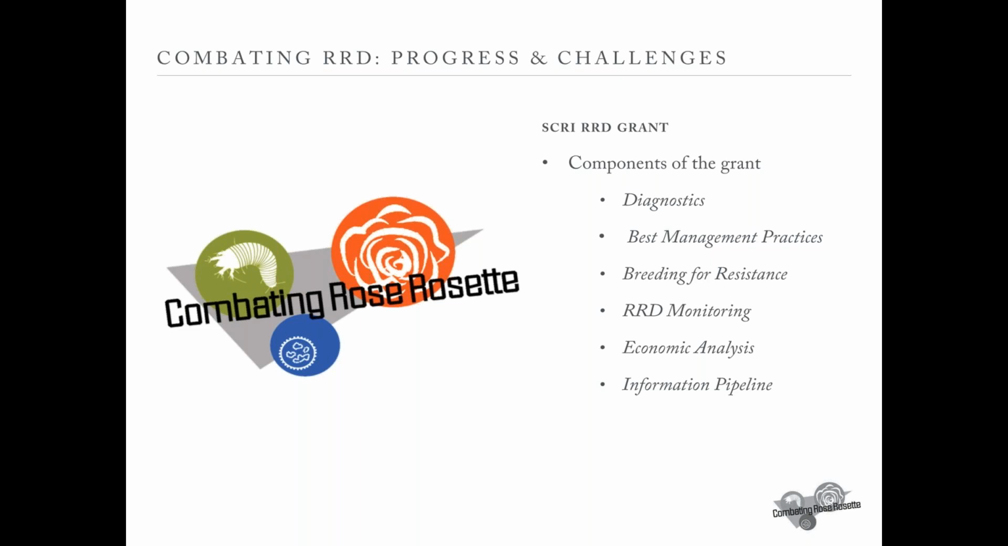This was subsequently submitted to USDA and was funded in the first round, which is an unusual event for most people who are looking for grants and shows the importance of this disease to the rose industry and the shrub industry as a whole. This proposal had 6 components. Today we're going to focus on the first 4 of those.